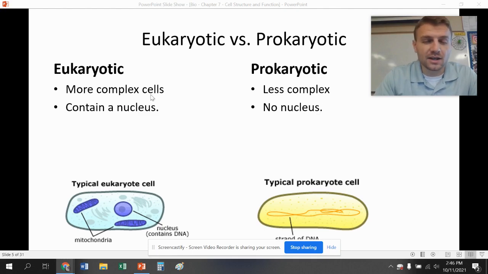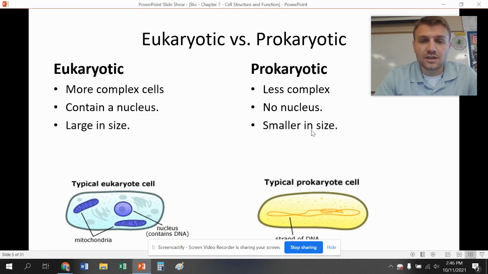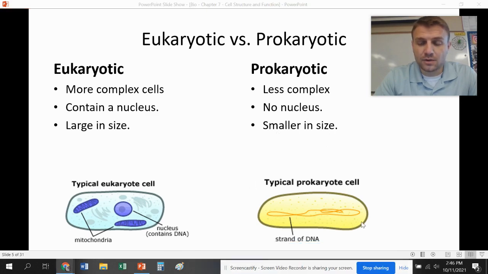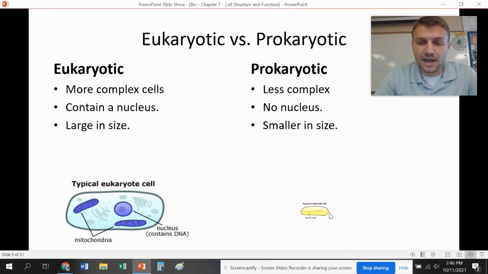I describe eukaryotic cells as being like Tesla cars. They're very complex, and prokaryotic cells are like the Model T, or cars from the 1930s. They're very simple and they just had the basics. Eukaryotic cells are large in size. Prokaryotes are smaller in size. You might say, hey, this prokaryotic cell is about the same size as a eukaryotic cell. What's going on? This is actually about the size of a prokaryotic cell, much smaller than the eukaryotic cell.